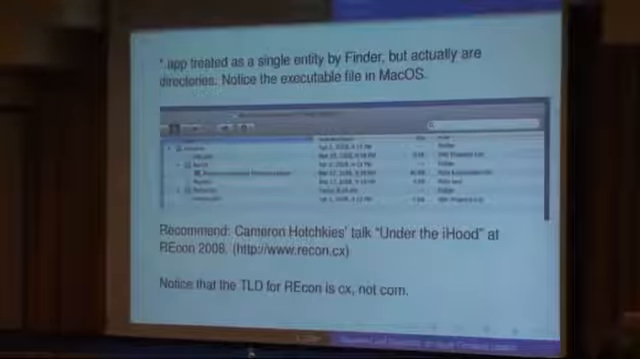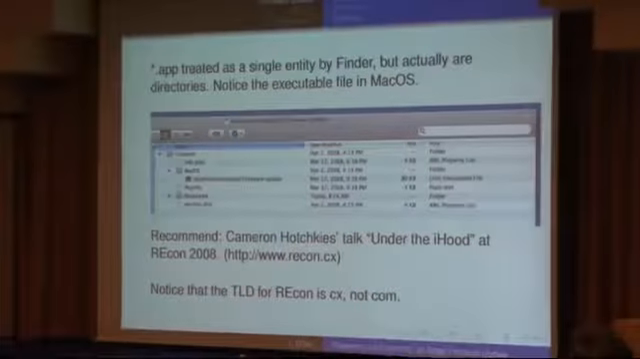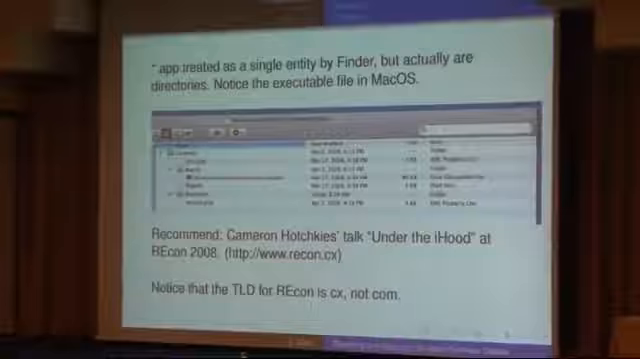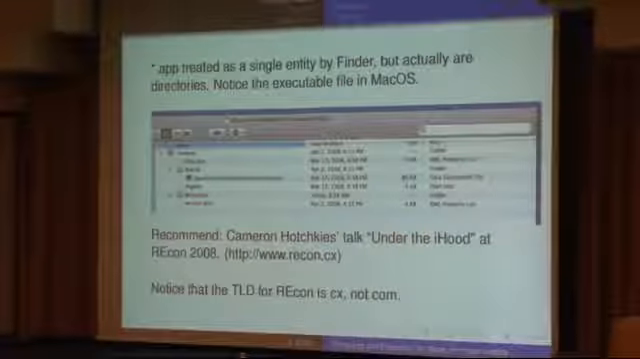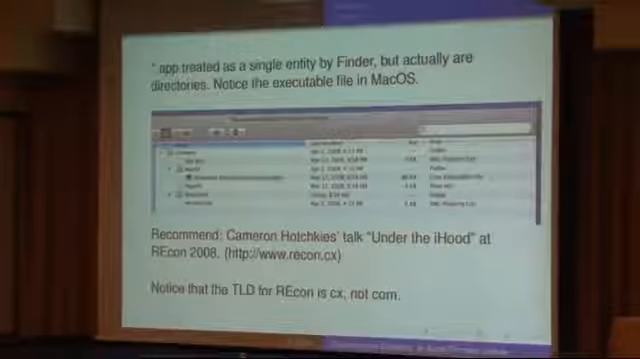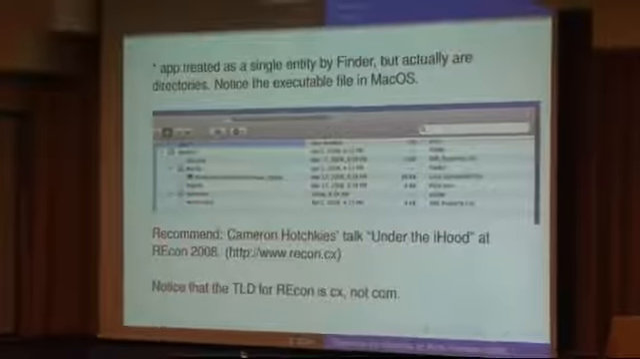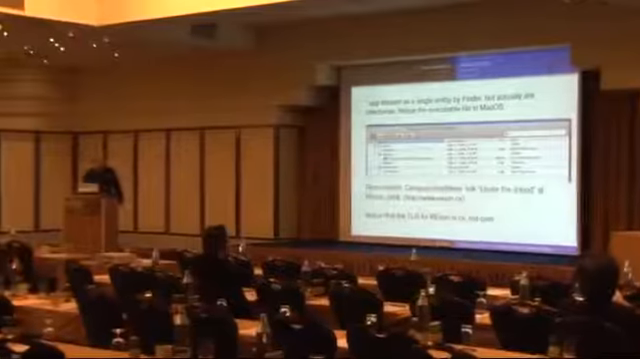Here, there's a Contents directory in Mac OS X. The aluminum keyboard firmware update, that's the actual binary. Then there's a Resources directory, there's a plist file, and all this other stuff. If you want an introduction to reversing on Mac OS X, I recommend Cameron Hotchkiss' Recon presentation.